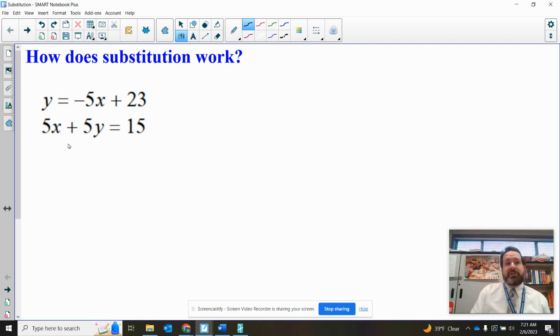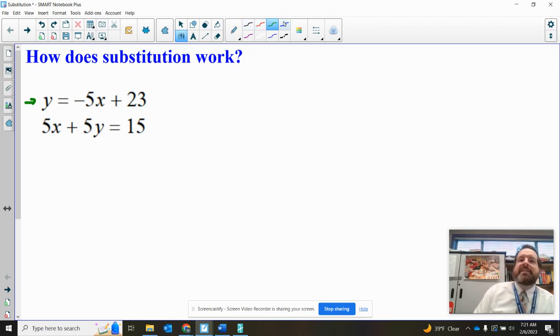Here are my two equations, and I want you to notice that in this top equation, I've already got one variable by itself. We're being told, hey, this y that we're looking at, it's equal to negative 5x plus 23. Here is what we're going to do. Follow along with me on your own paper.